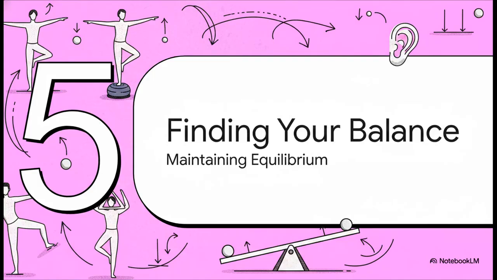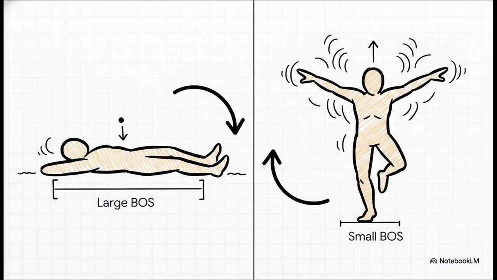Section 5, finding your balance. So equilibrium is what happens when all those forces acting upon your body are perfectly balanced. If you're lying flat on the floor right now, you're in stable equilibrium because you have a massive base of support and a very low center of gravity. But if you stand up on one foot, suddenly you're in unstable equilibrium. Your center of gravity is high, your base of support is tiny, and any small displacement or sway dramatically magnifies the forces acting against you, pulling you right off balance.